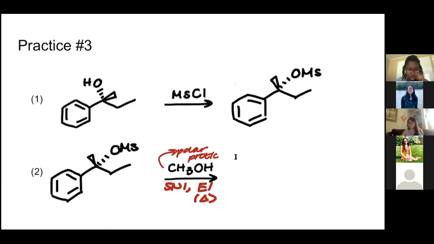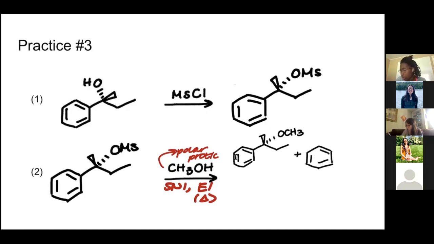Here's our structure. What is an SN1 and an E1 product going to look like? Remember, for the SN1, let me draw it out first. We're going to have OCH3 instead of that OMs. Remember, when you have SN1 products, you're going to have enantiomers. So let me draw its enantiomer. OCH3. Remember, these are the SN1 products.